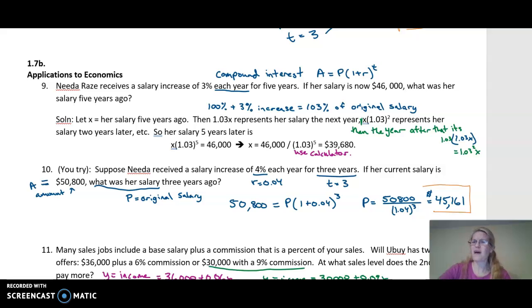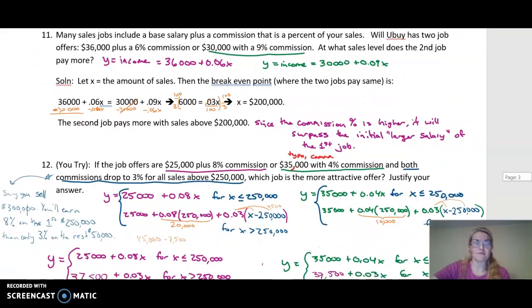If you're still confused, email me, come see me during my free periods, and I'll tell you more than you want to know about compound interest. But the way you know this is a compound interest problem is she's getting 3% each year. And that means she's getting 3% compounded, right, from the next year to the next year to the next year. It's not 3% of this fixed original salary only. It's increasing every year.